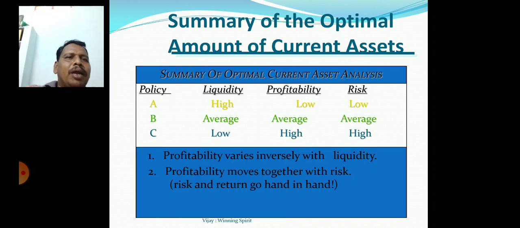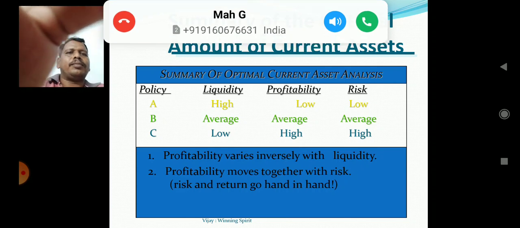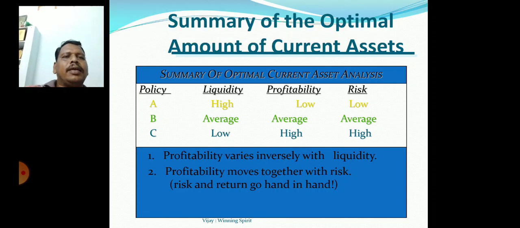The summary of the optimal amount of current assets. In all three cases, the impact of the current assets: Policy A, liquidity high, profitability low, risk low. Policy B, liquidity average, profitability average, risk average. Policy C, liquidity low, profitability high, risk high. Profitability varies inversely with the liquidity. Profitability moves together with risk. Risk and return go hand in hand. That is clear.